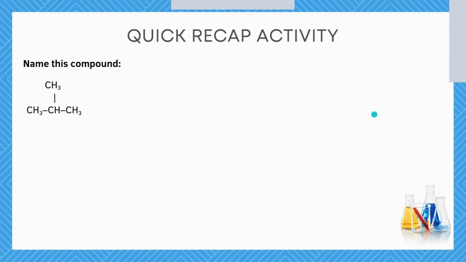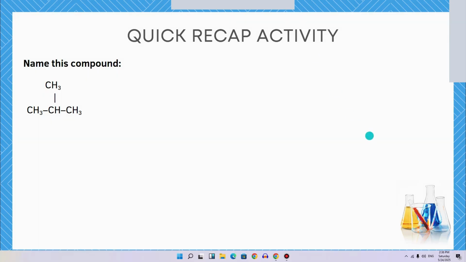I'm sure you saw how that was done and you enjoyed every bit of how this was carried out. Alright, so here is a quick recap activity I'd like you to do. Here is this compound on the screen right now. I want you to name it. Carry out all the steps that I showed you in naming branched alkanes, and please comment the right name in the comment section where I'll be waiting to receive your answers.